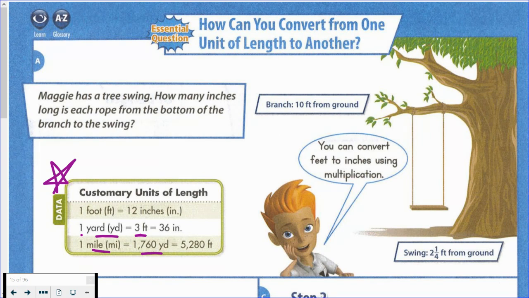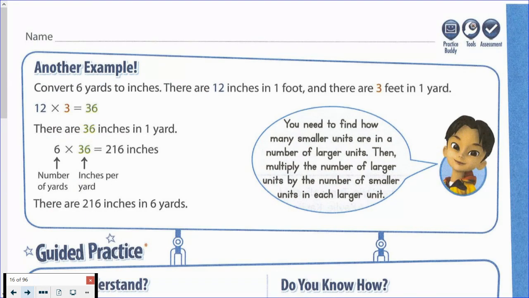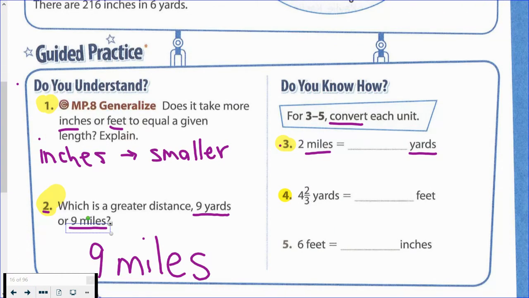Whoa. 1 mile has 1,760 yards. That's crazy. 1,760. All right, I'm going to come over here on my page. I need to write down that 1,760. Okay, so that means 1 mile is 1,760 yards, but I have 2 miles. So I need to multiply by 2 to figure out how many yards are in 2 miles. Again, you can use a calculator.